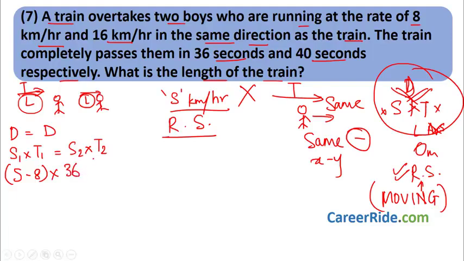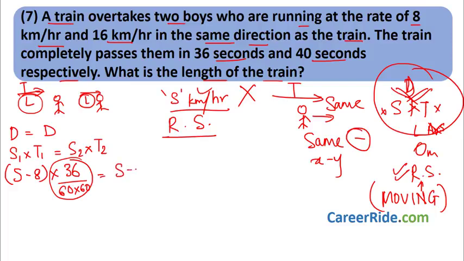Speed is given in kilometers per hour, so we have taken kilometers per hour. So convert these seconds into hours. Seconds to minutes, how do we do it? Just divide by 60, we'll get minutes. And how to convert minutes into hours? Again divide by 60. So it would be 36 divided by 60 into 60.